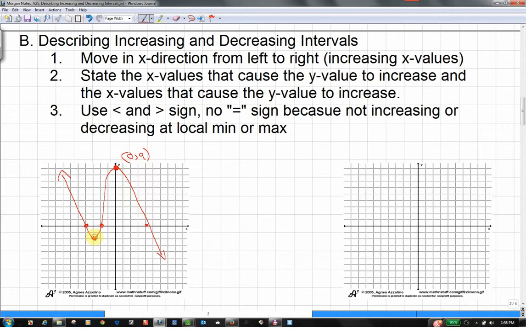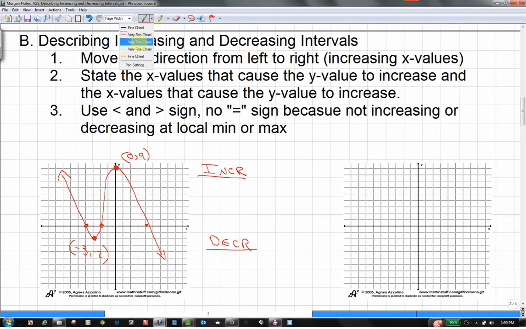Another turning point would be at negative 1, 2, 3, so (-3, -2). Okay, so this is what I need to define. I need to find out where I'm increasing, and I need to list where I'm decreasing. Okay, so let's think about that. This is how it works.